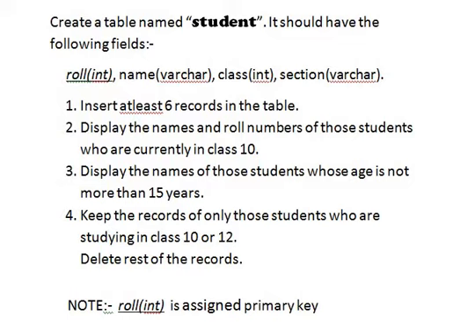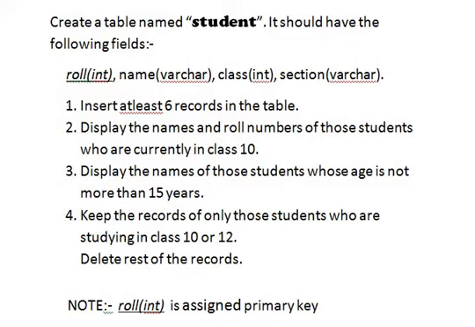It says create a table named student. It should have the following fields: roll, which is of integer type, name, which is of variable character type, class, again of integer type, and section, of variable character type. Now the first part of the question is insert at least 6 records in the table.